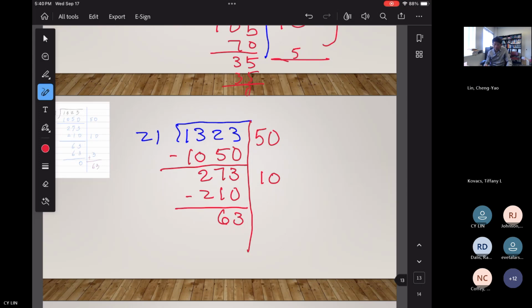Then I take a 3. 3 times 21 is 63. Got a 0. So therefore, adding up the total for this, 63. Did you get 63 for this? Yes, I got 63, but it took me a long time to get there.